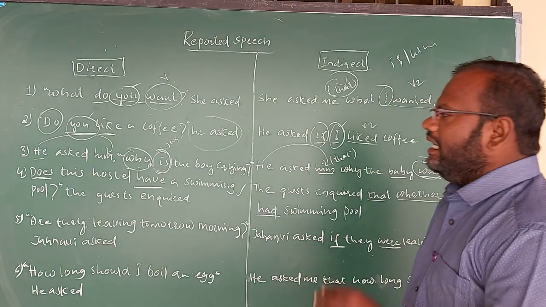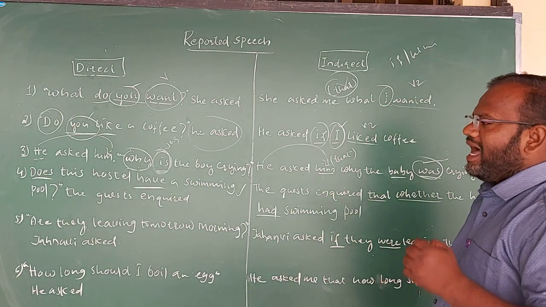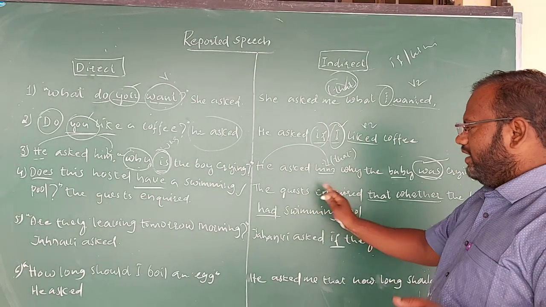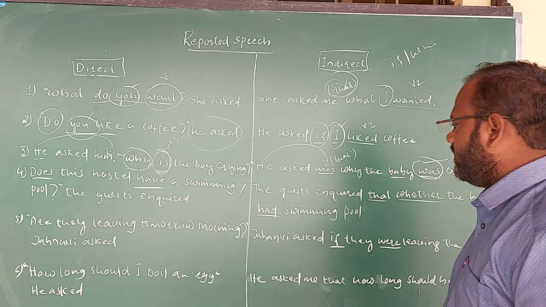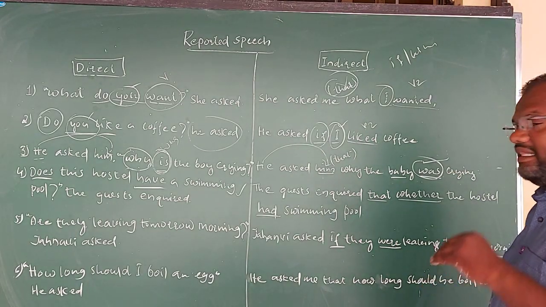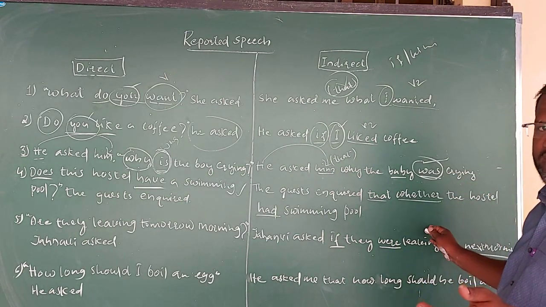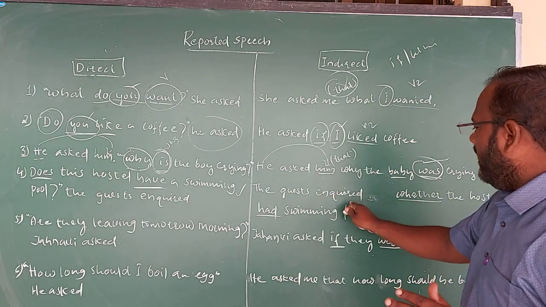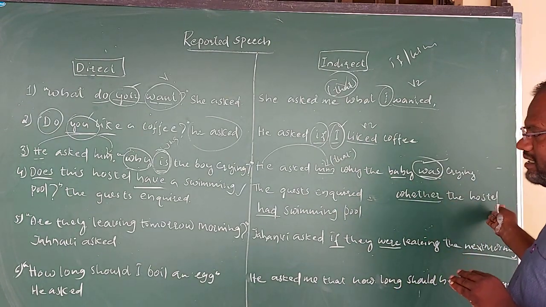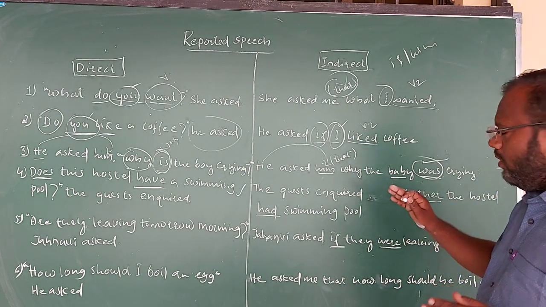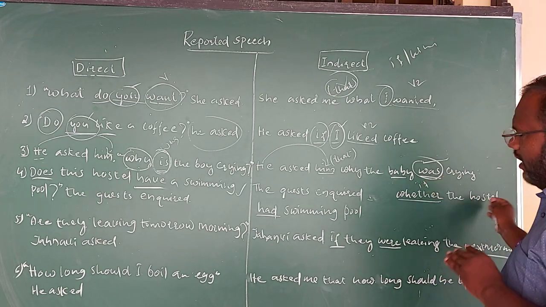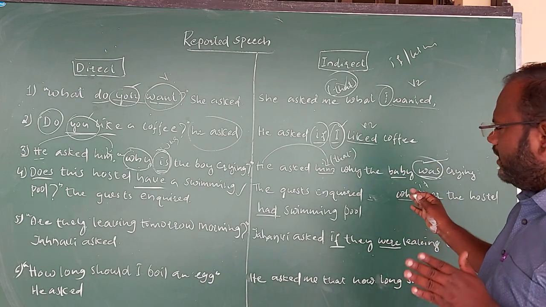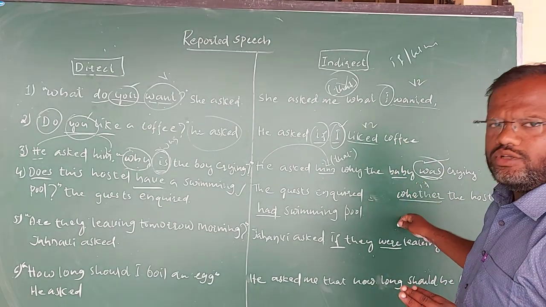So let's see. Does this hostel have a swimming pool? The guest inquired. When we are changing it into indirect speech, it will become the guest inquired that. If or whether we have to take here, and inquired that we have to remove. The guest inquired whether the hostel had a swimming pool. If also you can take it out. If the hostel had a swimming pool, like that also you can make it. But the most suitable word is whether here. So let us use whether itself.